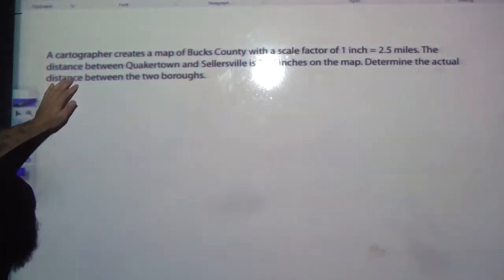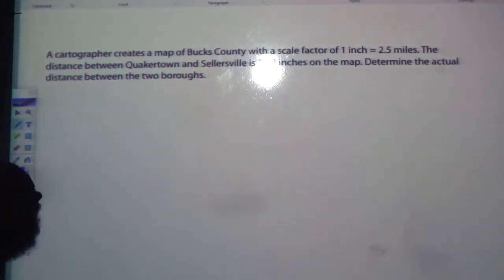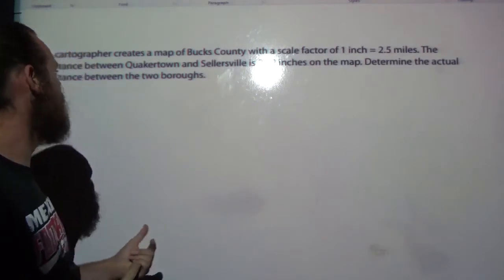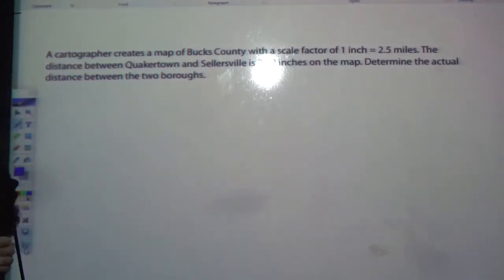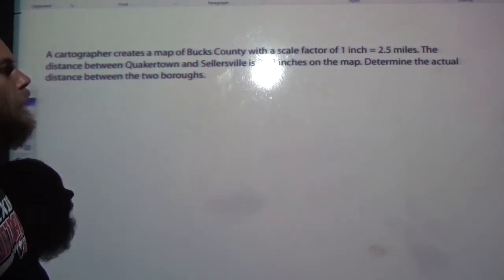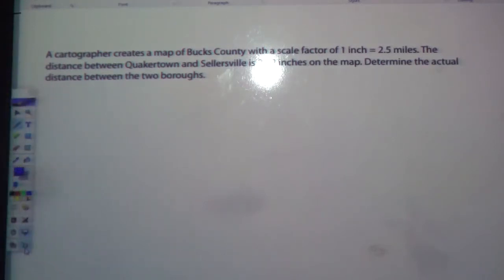It says a cartographer creates a map of Bucks County with a scale factor of 1 inch equals 2.5 miles. The distance between Quakertown and Sellersville is 2.29 inches on the map. Determine the actual distance between the two boroughs.